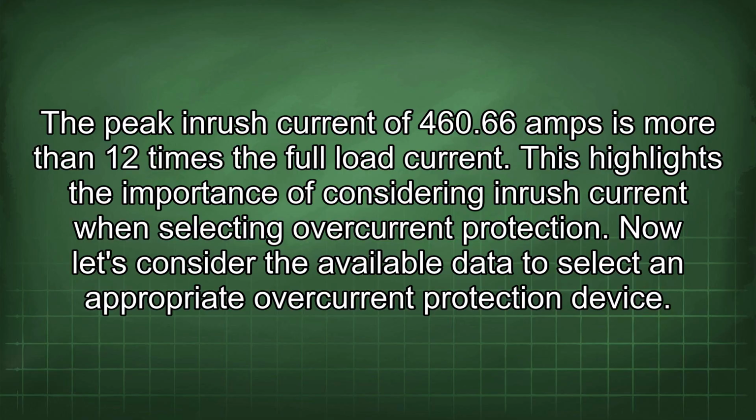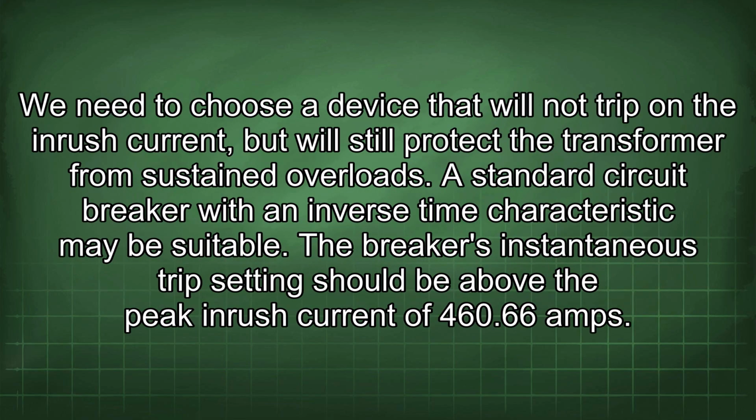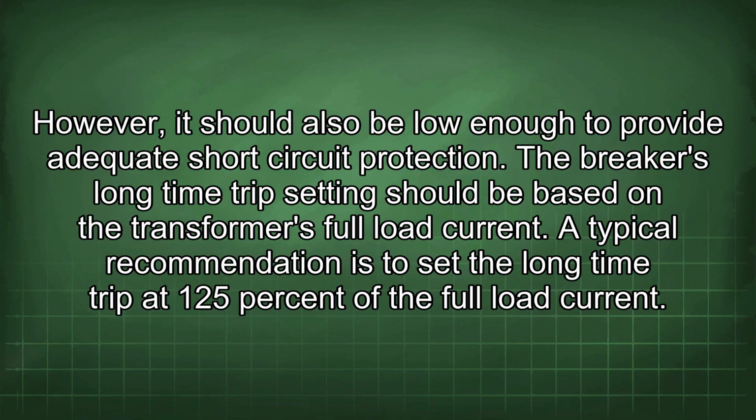Now let's consider the available data to select an appropriate overcurrent protection device. We need to choose a device that will not trip on the inrush current, but will still protect the transformer from sustained overloads. A standard circuit breaker with an inverse time characteristic may be suitable. The breaker's instantaneous trip setting should be above the peak inrush current of 460.66 amps. However, it should also be low enough to provide adequate short-circuit protection.